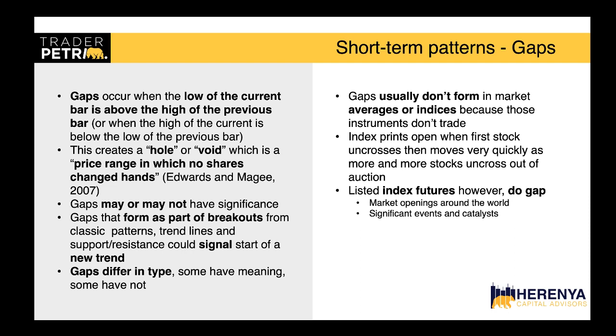An upward gap would occur when the low of the current bar is above the high of the previous bar, and a downward gap would occur if the high of the current bar is below the low of the previous bar. As defined by Edwards and McGee in 2007, this hole or void is a price range in which no shares exchanged hands. And that is then our gap.